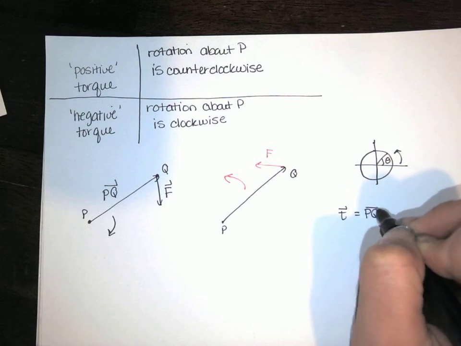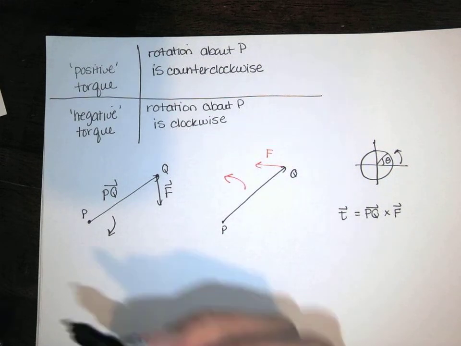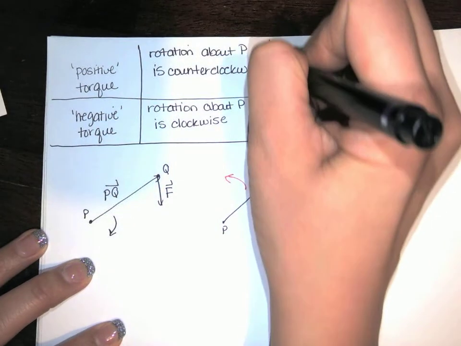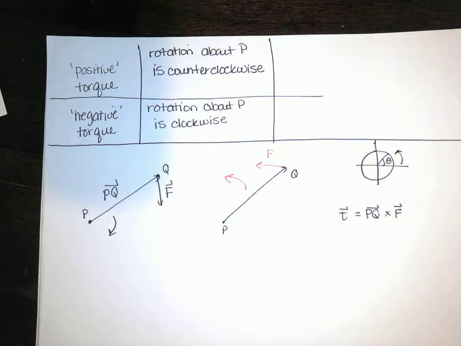I'm taking the cross product of PQ with F, and you're telling me sometimes that vector is negative and sometimes it's positive. It doesn't really make any sense. You're right, it doesn't make any sense. But we're going to interpret what people mean when they say this rotation about P is clockwise or this rotation about P is counterclockwise.